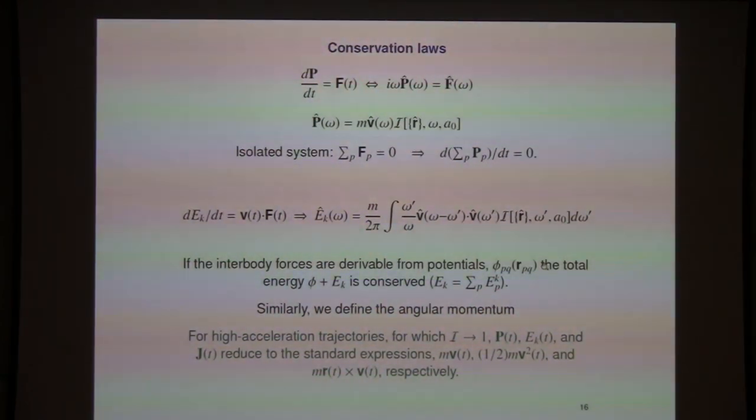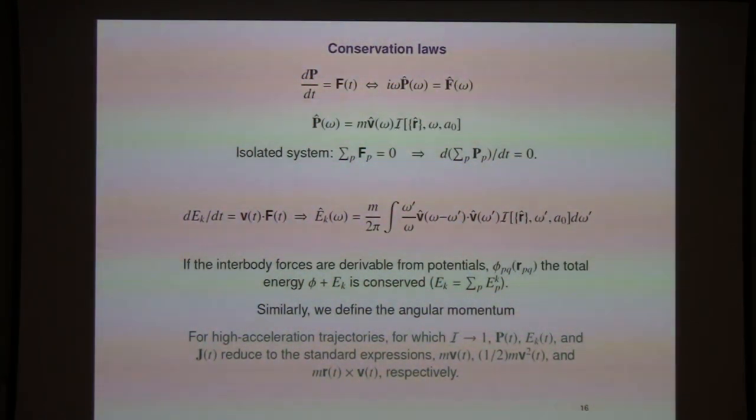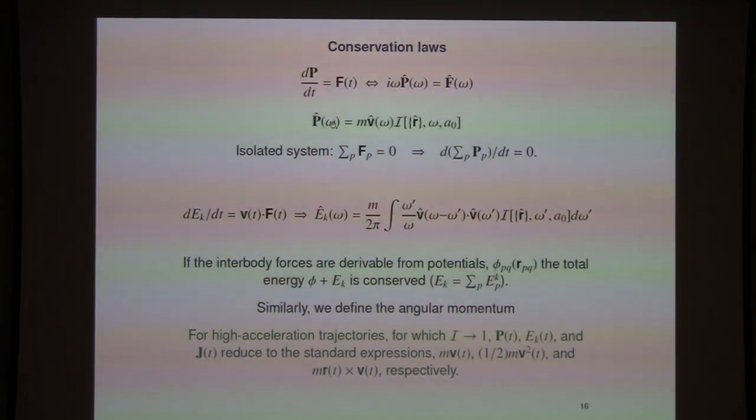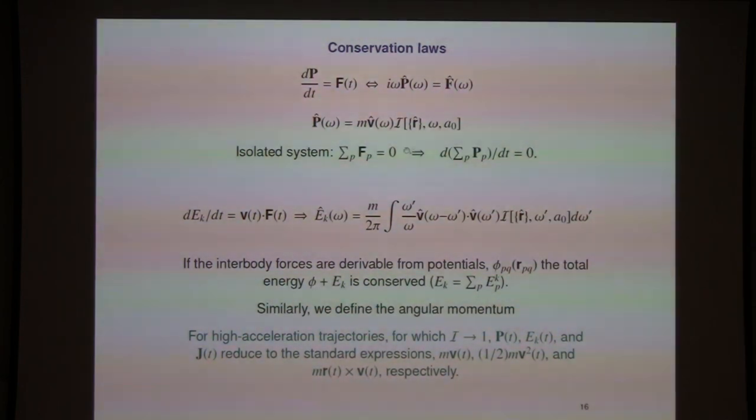So, very quickly, the theory can be shown to satisfy all the standard conservation laws. So there is a momentum. Of course, it is not just mv. Just as in special relativity, the momentum is defined differently. So if you wish, it is defined in terms of its Fourier component. So when you go to real space, it's not local, it's not defined just by the velocity of the particle at this time, but also the history of the orbit.